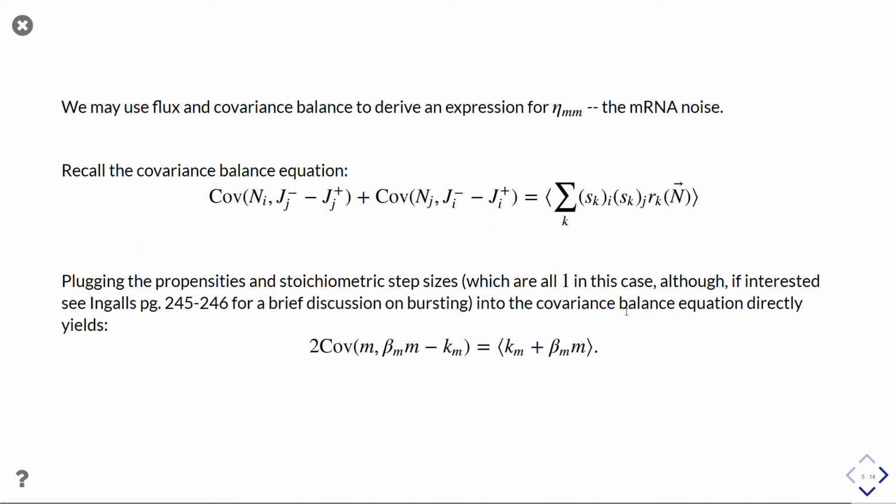Now, if we plug the propensities and stoichiometric step sizes into this general covariance balance equation above, we obtain this expression: 2 times the covariance between m and beta sub m times m, minus the constant k sub m, is equal to the average of k sub m plus beta sub m times m.